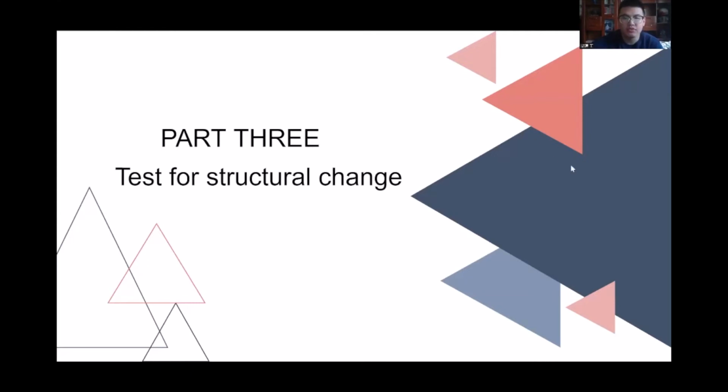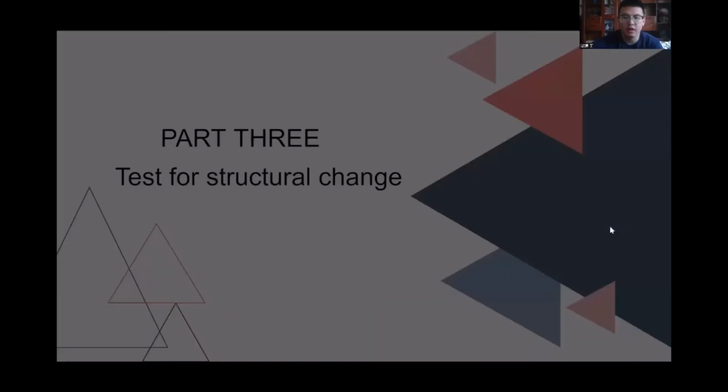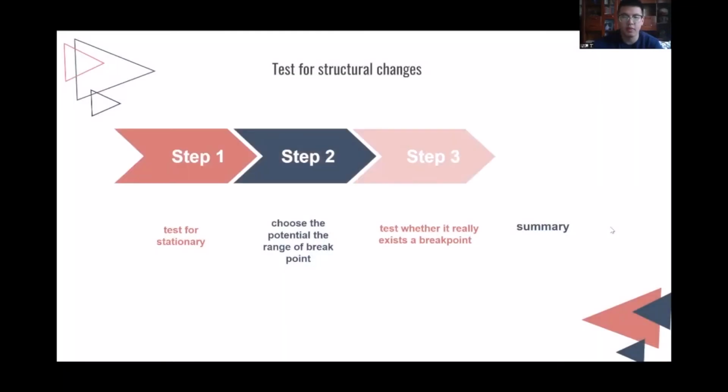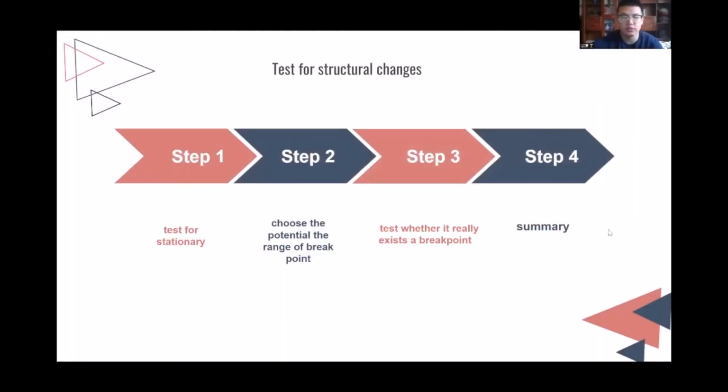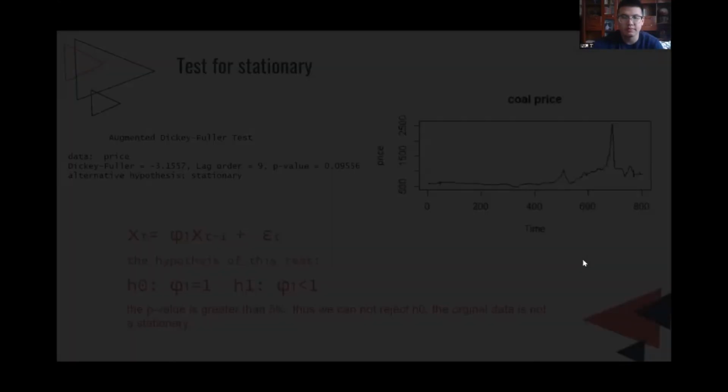Hello everyone, I'm Xuan Wang. I will introduce part 3, test for structural change. There are 4 steps in this part. Step 1 is the test for stationarity. Step 2, choose a particular range of breakpoints. Step 3, test whether a breakpoint really exists. Step 4, we will make a summary of this part.